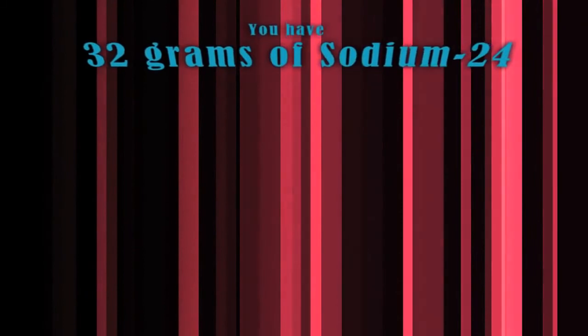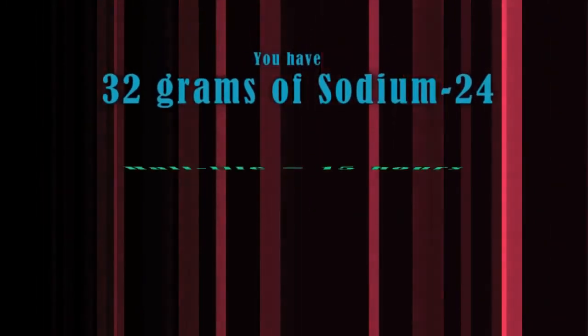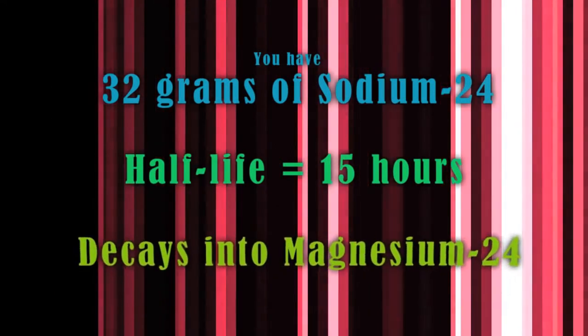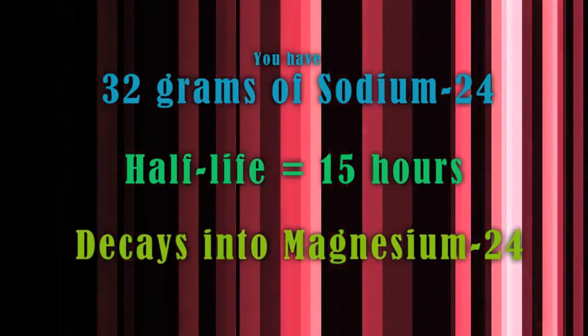Suppose you had 32 grams of sodium-24, which has a half-life of 15 hours and decays into magnesium-24, a stable form of magnesium. An understanding of half-life and some simple math can help you determine how much of the original material exists after a given period of time.